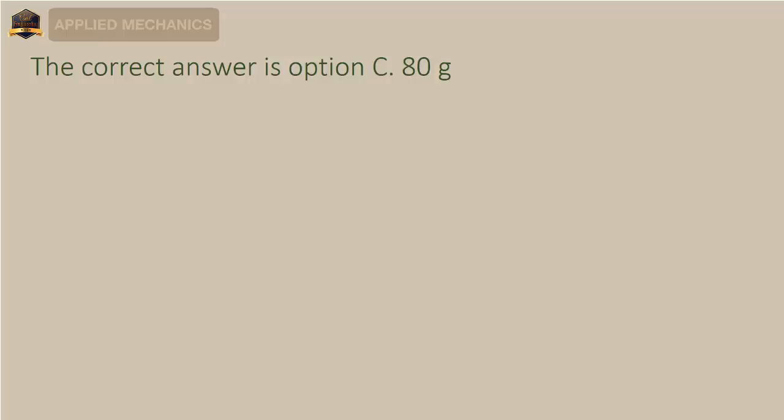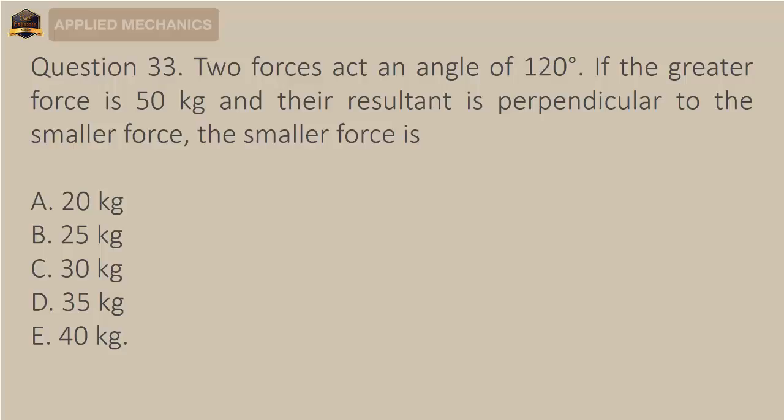Question 33. Two forces act at an angle of 120 degrees. If the greater force is 50 kilograms and their resultant is perpendicular to the smaller force, the smaller force is A. 20 kilograms, B. 25 kilograms, C. 30 kilograms, D. 35 kilograms, E. 40 kilograms. The correct answer is option B, 25 kilograms.